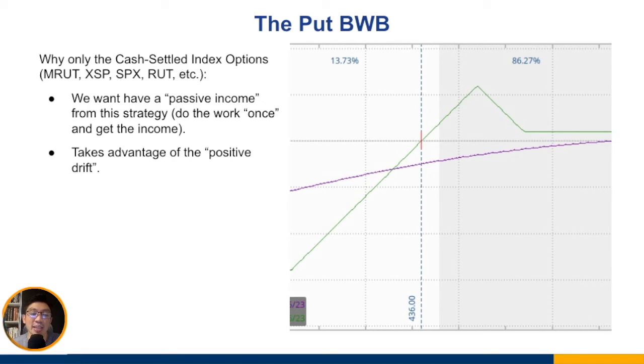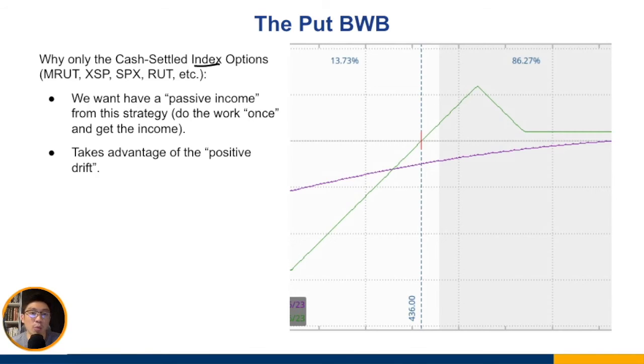Now, next, it takes advantage of the positive drift. So I've mentioned this in quite a number of my videos as well. So what is the positive drift? Well, the positive drift is basically that the market wants to go up over time, right? Especially we are putting this on the index, which is just a basket of stocks. As you can see, the spiders, the IWM, all these index ETFs, right? Or index in general, basically go up over the long term.